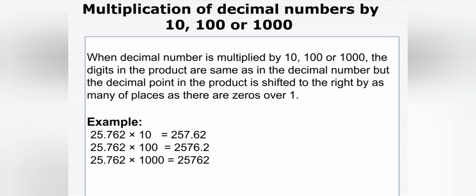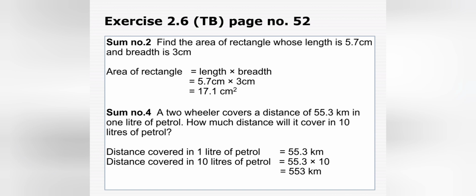Okay. Now moving further, in this chapter we have this exercise 2.6. In this we will solve the second sum. Here the sum is: find the area of a rectangle whose length is 5.7 centimeter and breadth is 3 centimeter.